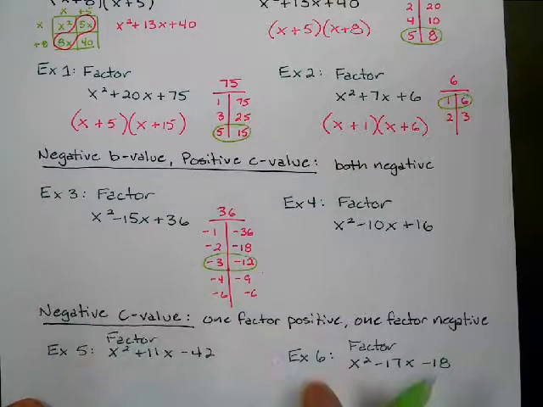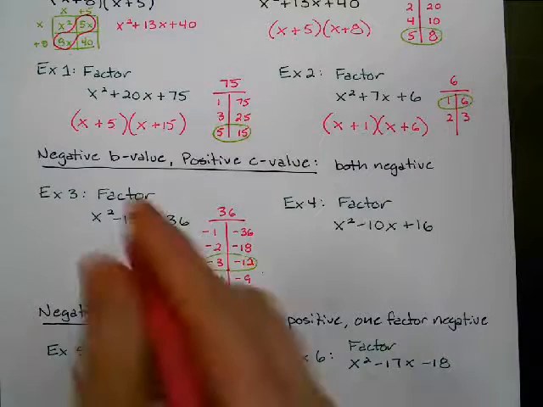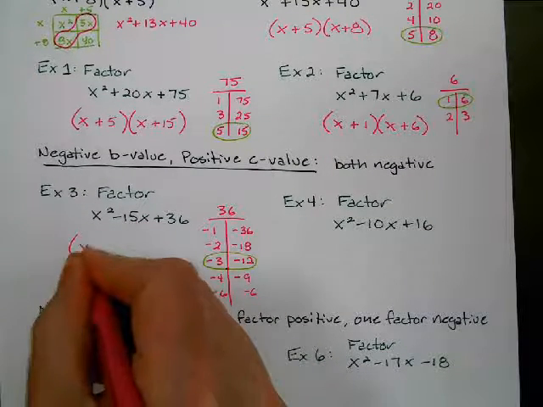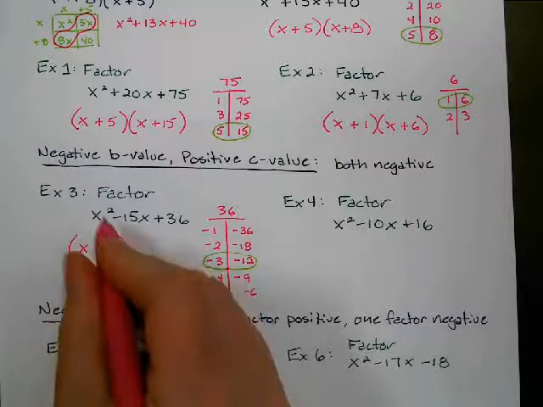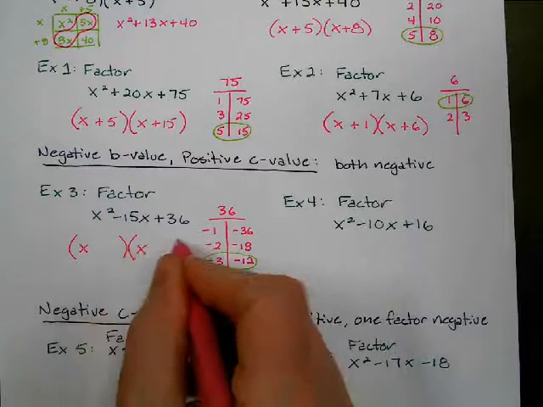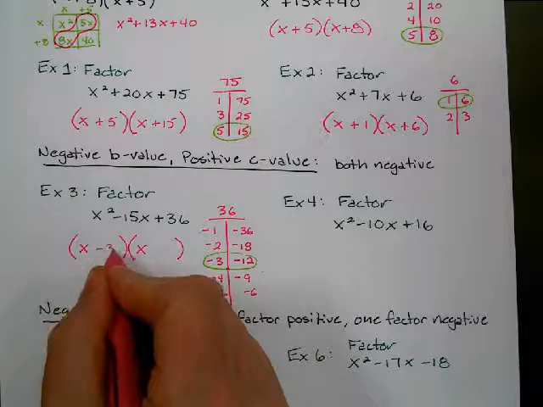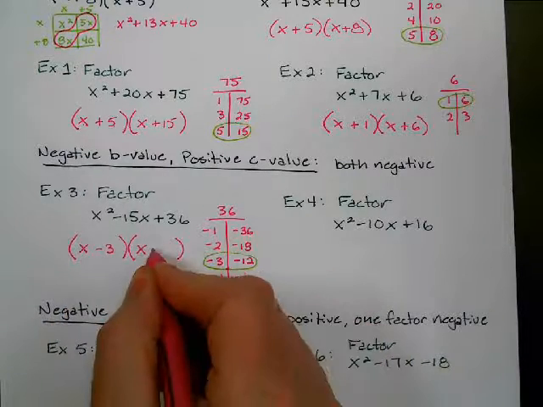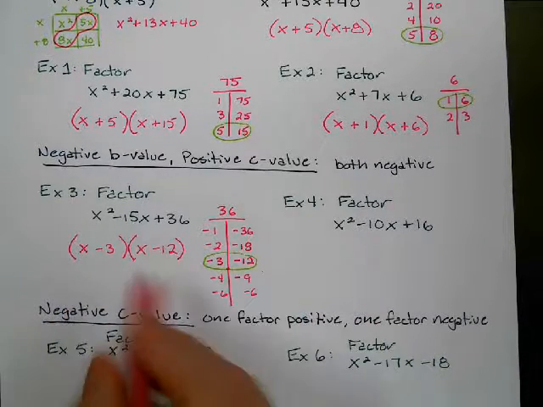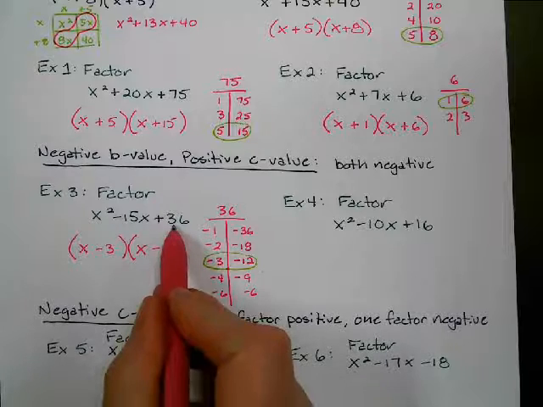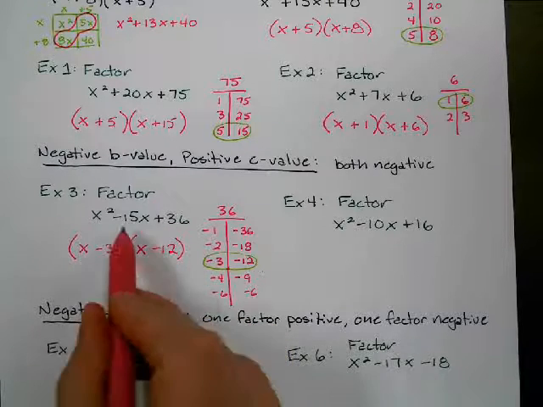So we start off our parentheses with x, because x times x is x squared up there. And then we end our parentheses with negative 3 and negative 12. So they're multiplying and giving me positive 36. They're adding and giving me negative 15.